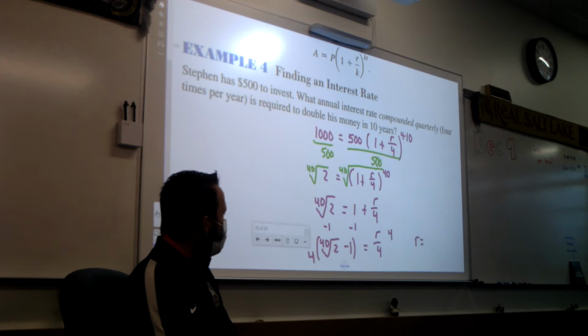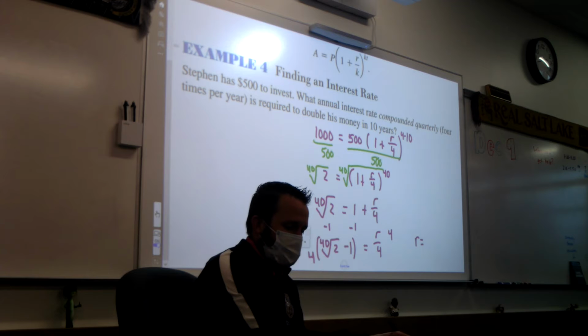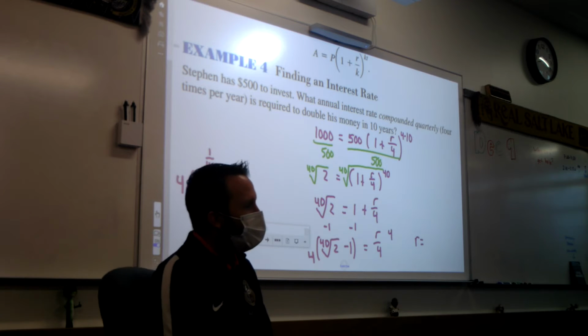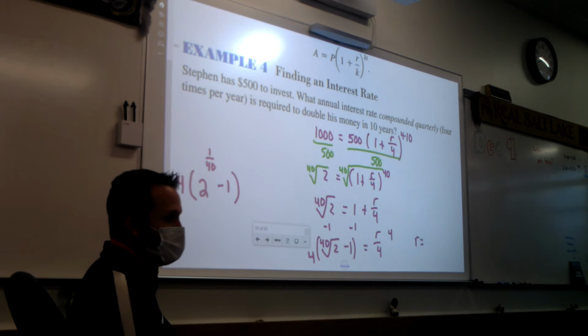Okay, now, how do I put that into my calculator? What I'm going to do, guys, is I'm going to actually write it like this. I'm going to do 4 times the quantity. And instead of writing the 40th root of 2, I'm just going to go 2 raised to the 1 over 40 power minus 1. There is a way you could put in a 40th root, but I think it's easier just to do 1 over 40. So put that in your calculator. Remember, this is going to be a rate. So we're expecting you to get a decimal.